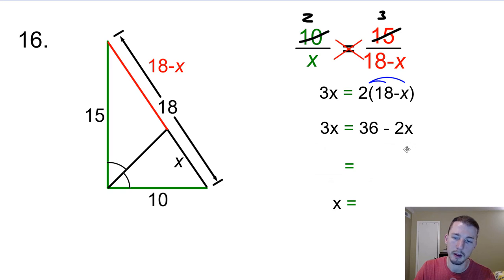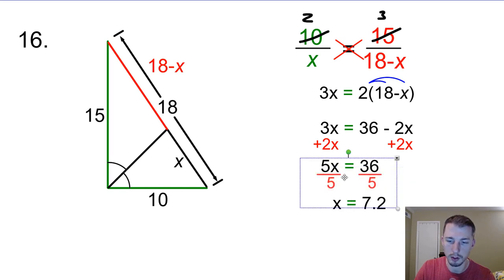Now we can add 2x to both sides because I want to undo subtraction. So I'm adding to both sides. So I have 5x is equal to 36. Then I divide by 5. We want to divide by 5 again, and then that'll leave us with 7.2. If you put it in the calculator, it gives you a decimal.